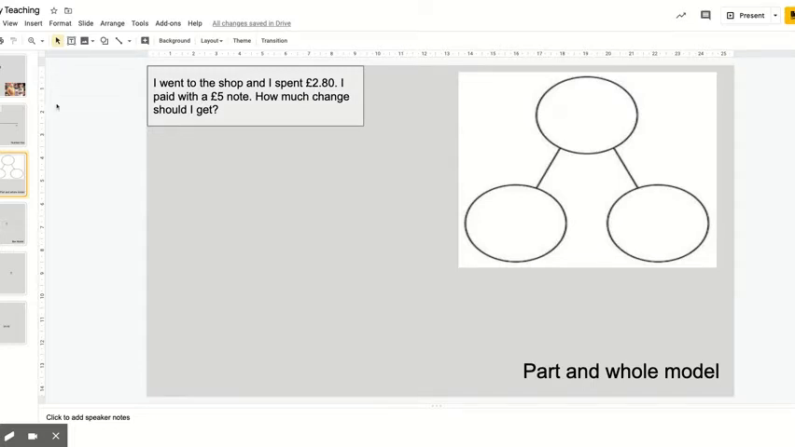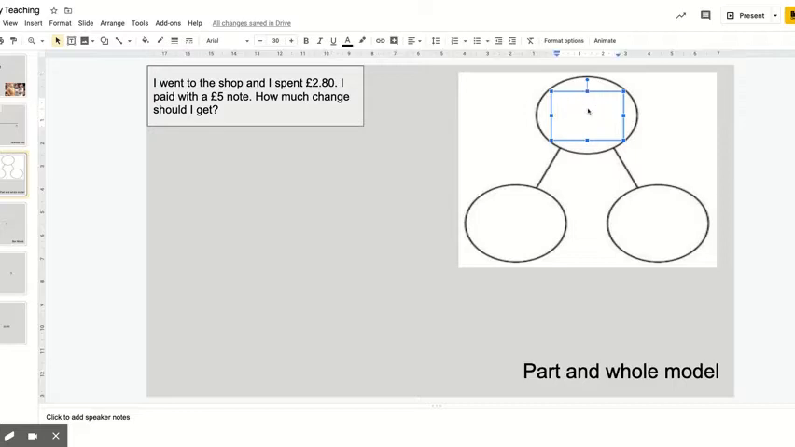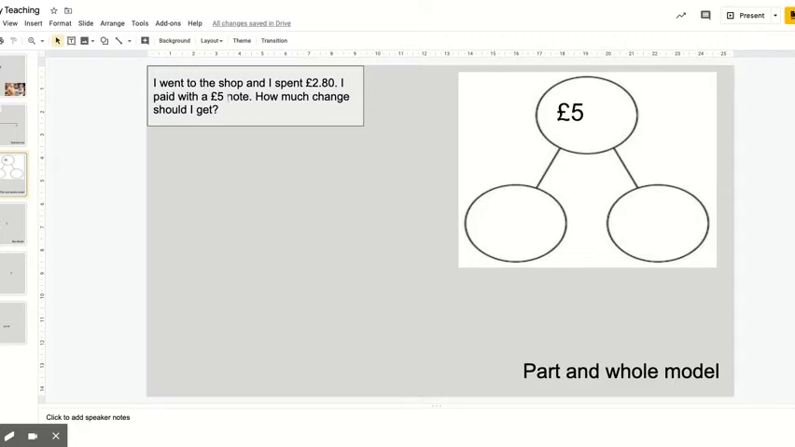So, on this method, I'm going to look at the part and whole model first. The top circle is the whole, and then I've got two parts coming off it. So the whole here, I'm going to put my £5 in there, because by going to the shop and buying something, I'm effectively breaking up that £5, aren't I? That £5 was the whole money I had, and I'm breaking it into parts. One part is the part I'm spending on something, and the other part is the change that I'm getting back.